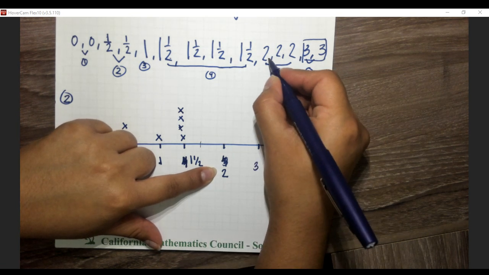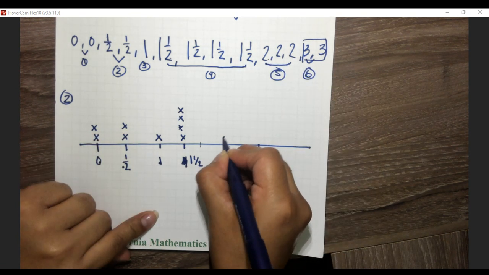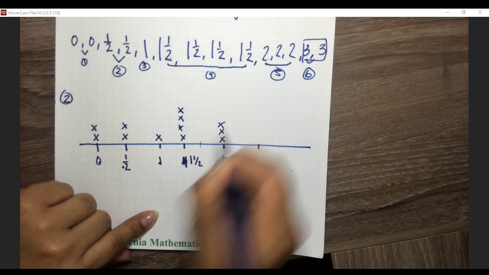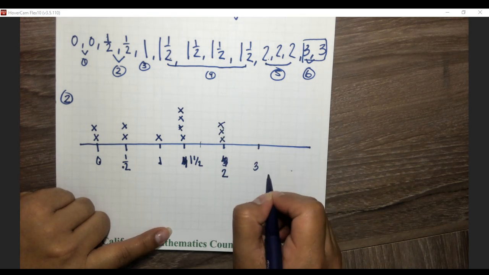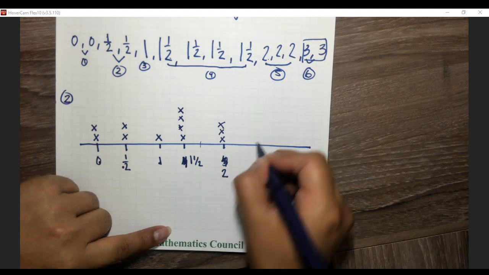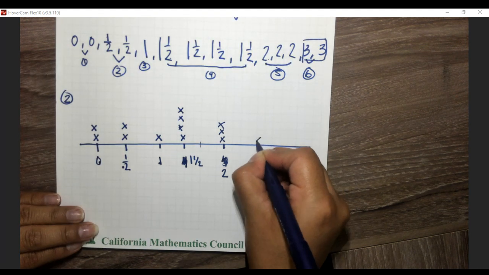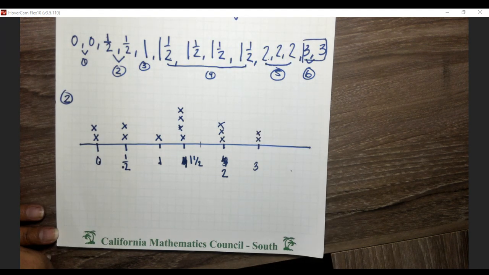How many students read 2 hours? 1, 2, 3. So I'm going to put 3 cross marks here. How many students read for 3 hours? And that's 1, 2. 2 students read for 3 hours, so we put that there.